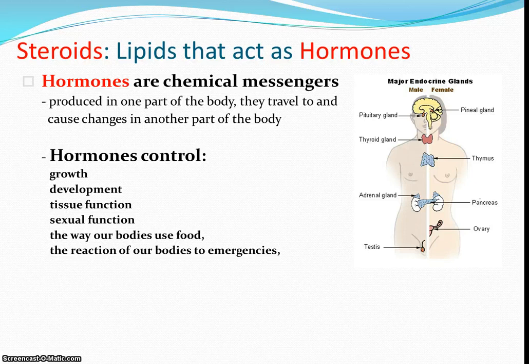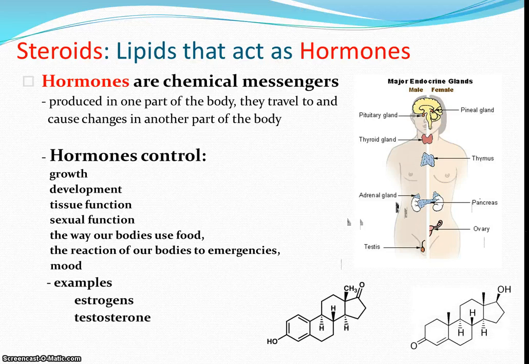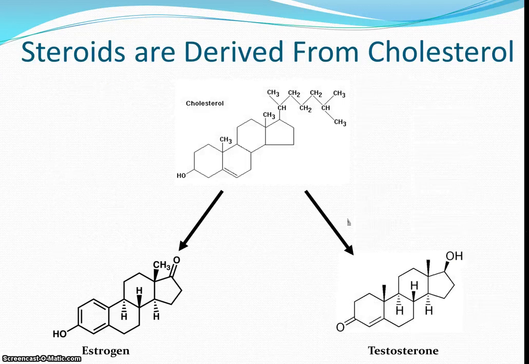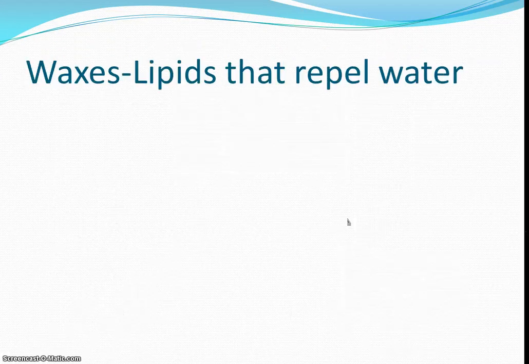Okay, they also help you with the reaction of your bodies to emergencies. For instance, your adrenal gland is going to produce adrenaline, which you need in the fight or flight mechanism. And they also control your mood, and that is why when you are a teenager, your hormone levels have not quite leveled out the way they're supposed to be, and so you go through these stages of mood swings. Okay, estrogen and testosterone, which are the hormones that are going to help you with sexual development, are two very good examples. Okay, and like I said, steroids are going to be derived from cholesterol.